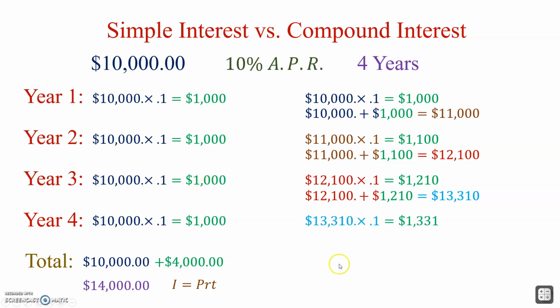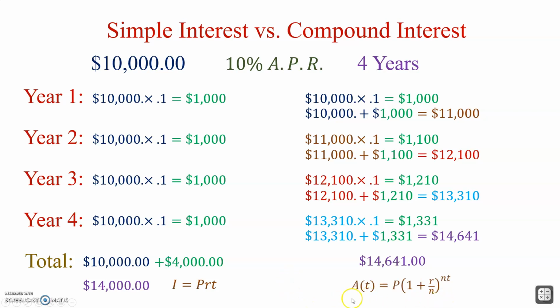We'll continue to do this in the fourth year. Take the 13,310, multiply by 10%. We now get $1,331 in interest in our fourth year. Add that to the 13,310 we already had to give us a grand total. So our total here is 14,641. Just like over here, there's a formula to help you find the interest for simple interest. We'll look at a formula for using compound interest.